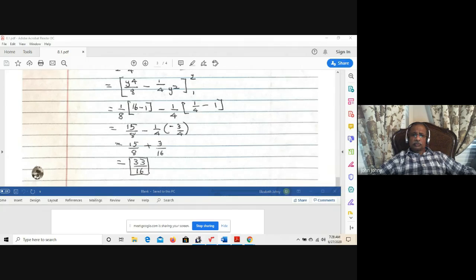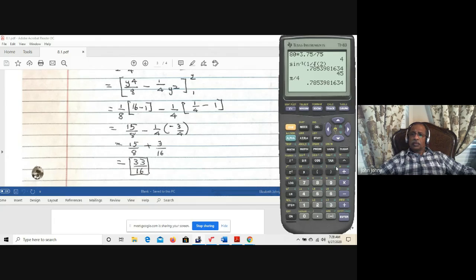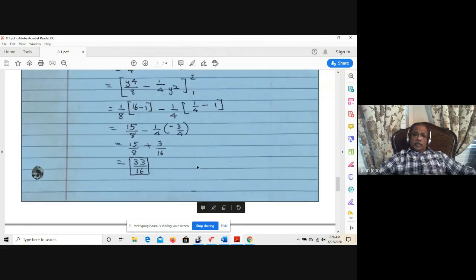Here also you may use the calculator if you want. So that is 15 over 8 plus 3 over 16. Now go to the math fraction. Math fraction is highlighted and that gives 33 over 16. So that is the answer.